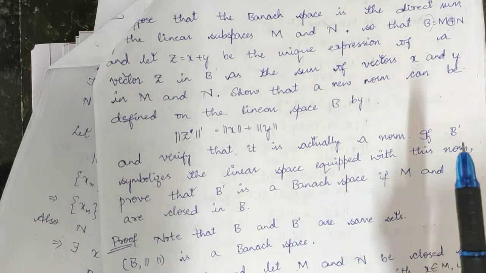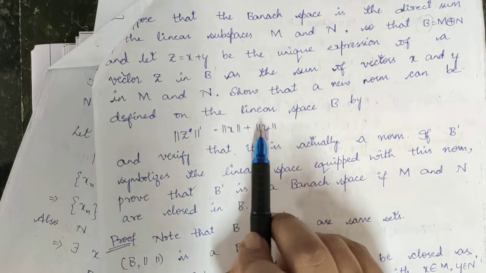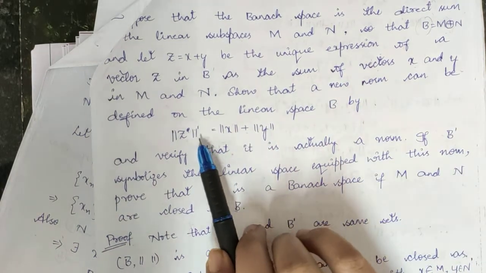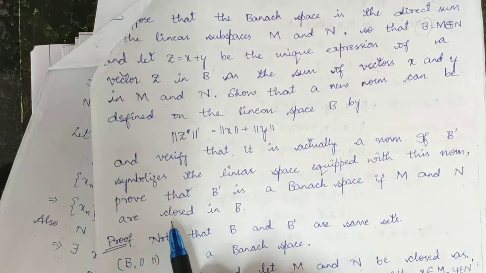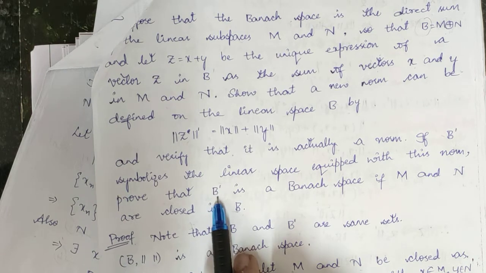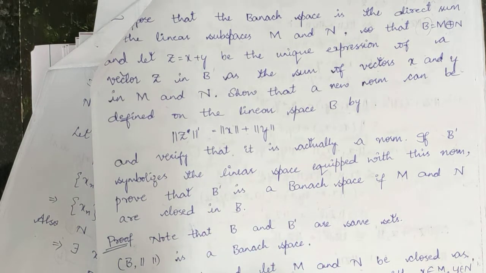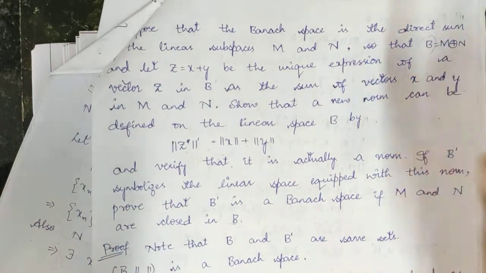That means we first have to show that there exists a new norm. After that I have to prove that this new norm gives a normed linear space. Then we have to prove that B prime is a Banach space. That means we have to consider a Cauchy sequence, and we should prove that there exists a converging point in the same space. These three parts I have to prove now, okay?